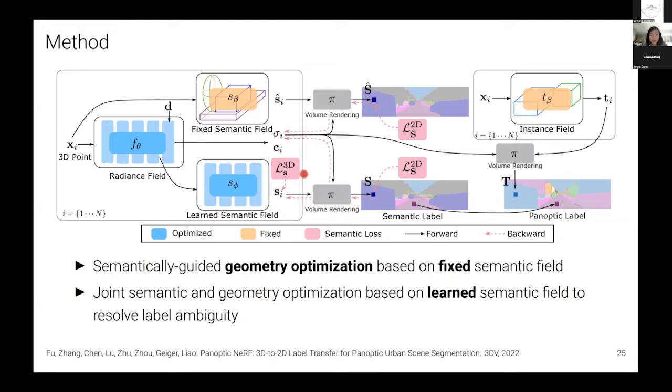And then at the intersection region, the semantic labels are corrected by the pseudo-ground truth provided by the noisy 2D predictions. By merging these two pieces of information in the learned semantic field, we're able to resolve the label ambiguity. And as this learned semantic field also shares the improved geometry, the underlying geometry is improved, and also the semantic label ambiguity is resolved.